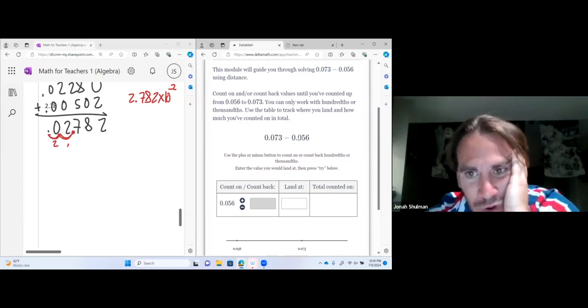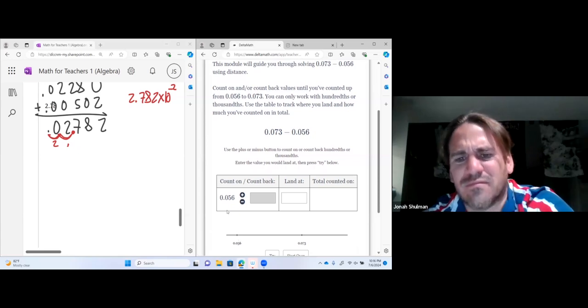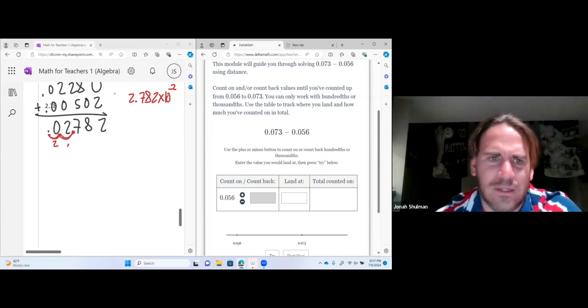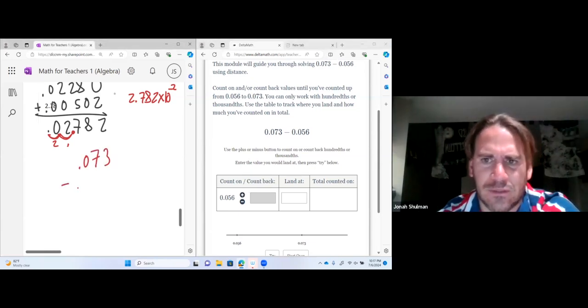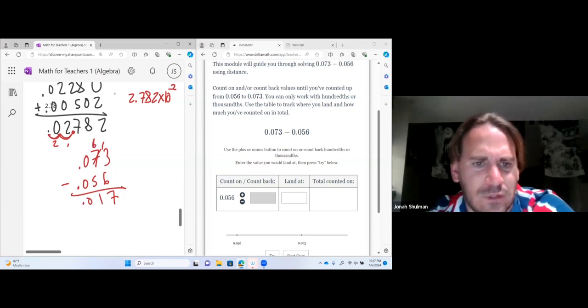0.073 minus 0.056. So they're starting here, which is kind of crazy. I want to start on the other one. All right, so I might as well do it by hand first. 0.073 minus 0.056. That's 13, that's 7. So our answer is going to be 0.017.